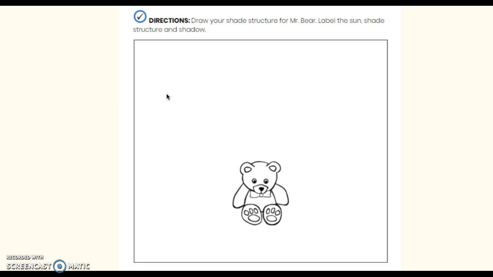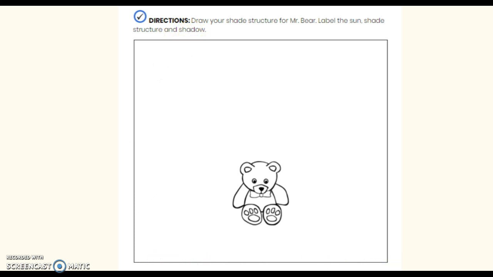And on this, I want you to draw designs. Your parents can print out extra copies if you need them. I want you to design, what do you think will be the best way to protect him? And I want you to label it. Label it with the word sun, shade, structure, and shadow. Here's your word bank down here.